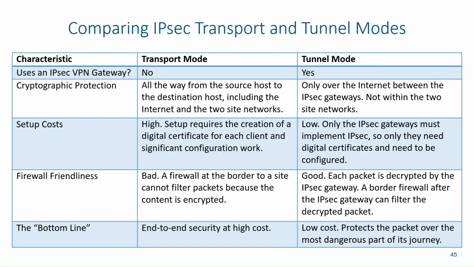So when you're looking at transport versus tunnel modes, the bottom line is that you have end-to-end security at a high cost with transport mode, because essentially if one person gains access to that device, they have direct access to the specific devices that VPN would have provided. The tunnel mode is low cost, and it protects the packet over the most dangerous parts of the journey to ensure that all your packets are protected.